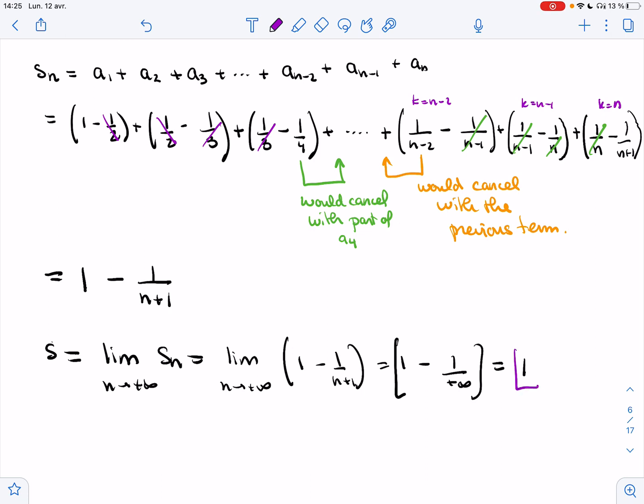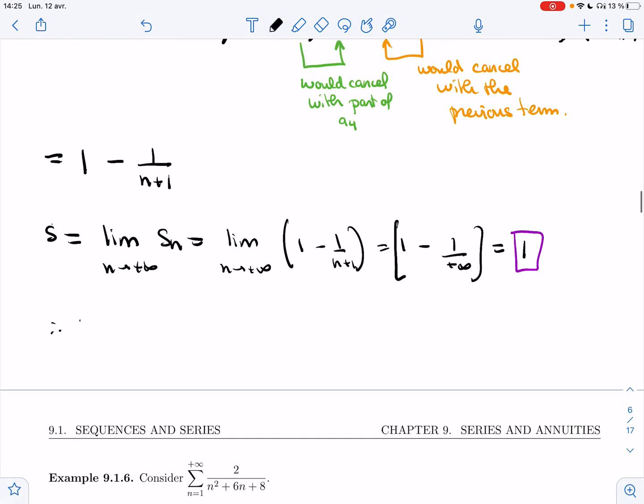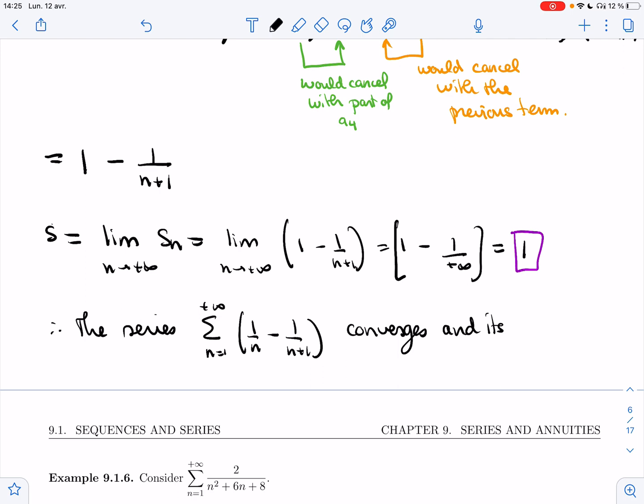And so I get a number here when I take the limit of the partial sums. That means the series, the sum from n equals 1 to positive infinity of 1 over n minus 1 over n plus 1, converges, and its sum is 1. You could also say it converges to 1. I like that too.